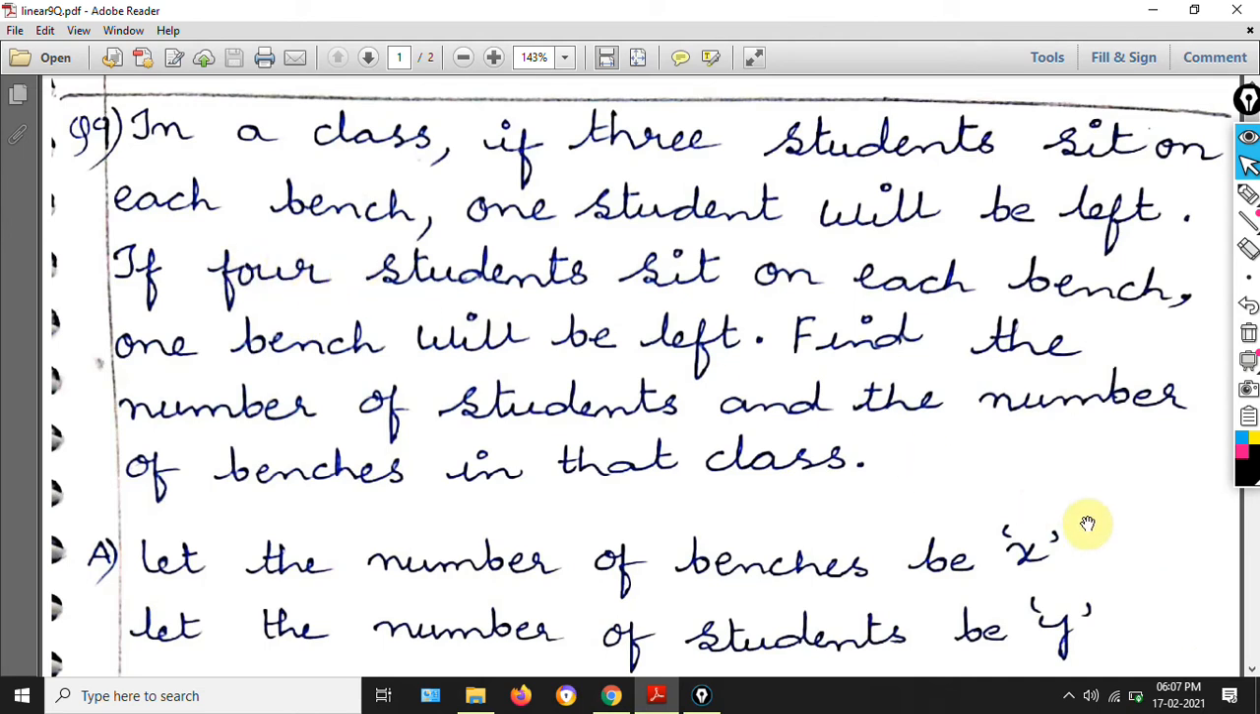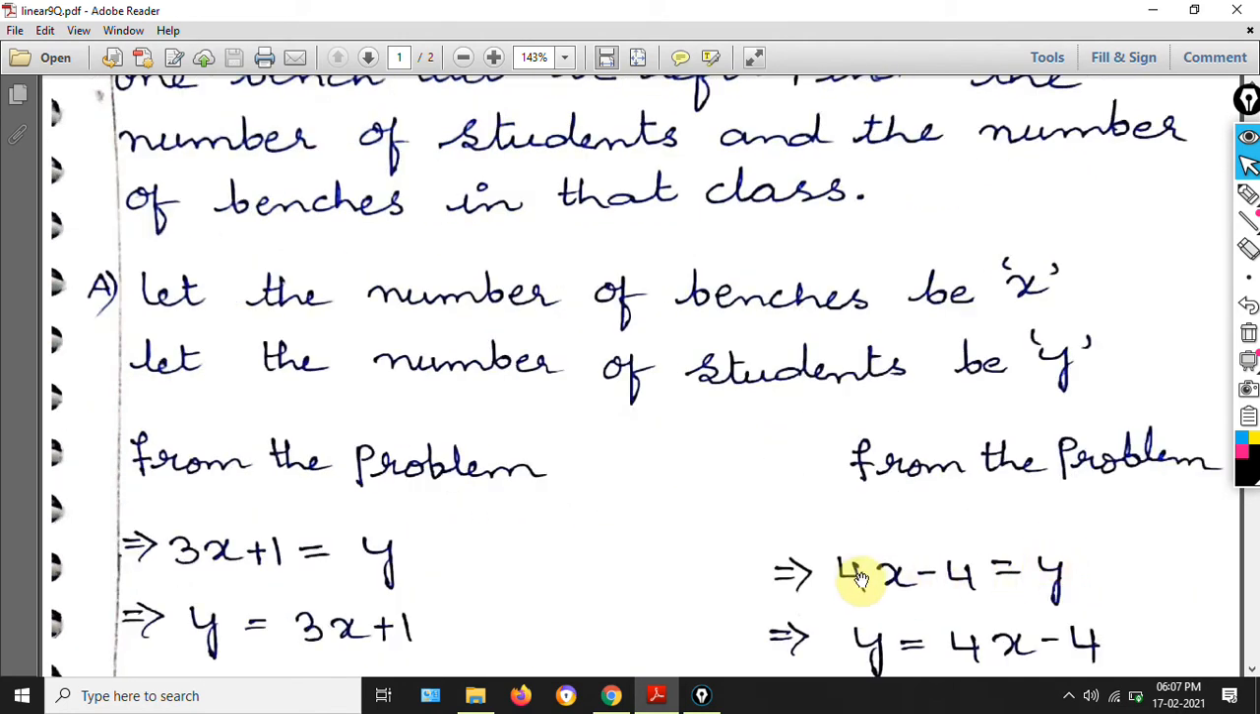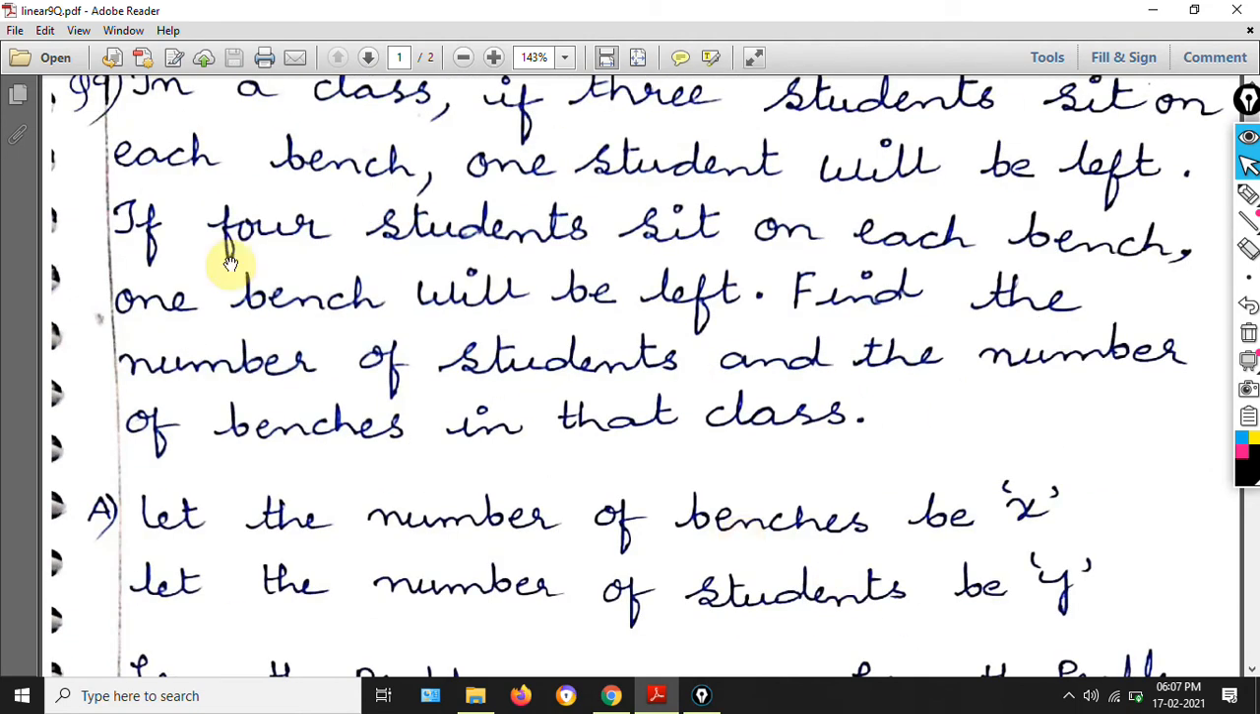How many benches did we take? x number of benches are there, no? So if we multiply 4 into x, we will get the number of students. So we are multiplying, and we get 4x. Why are we getting 4x? Because 4 students sit on every bench, and we took x benches.